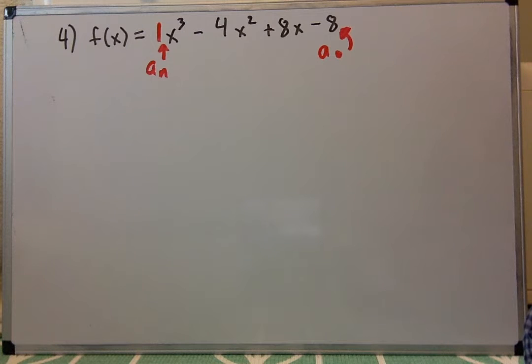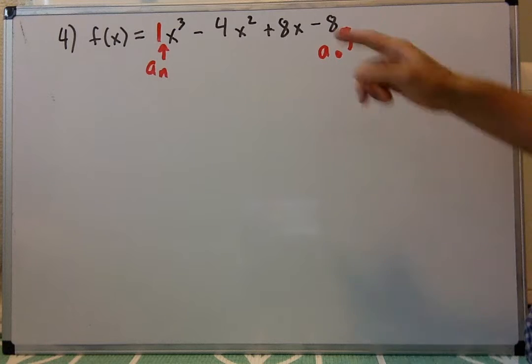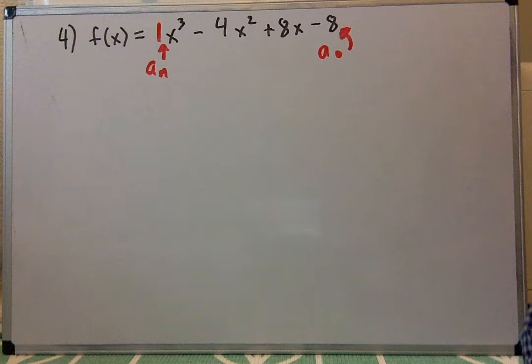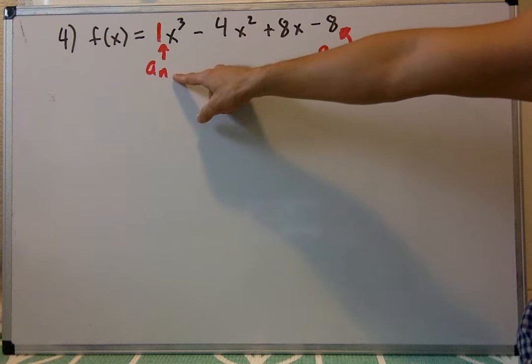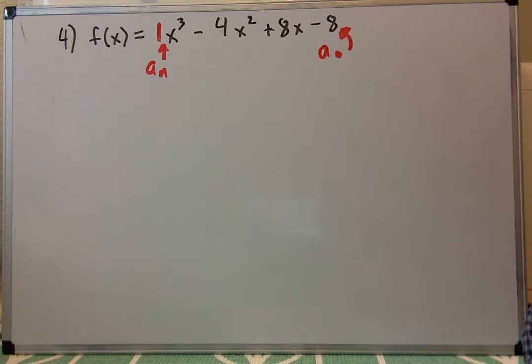Don't worry about the positive or negatives though, because for the theorem, it's going to take both positive and negatives. That's why you see the plus minus in the theorem. Yeah, so, okay, we're looking at now things that divide a naught. Those are the possible p values. And things that divide a sub n, those are the possible q values.